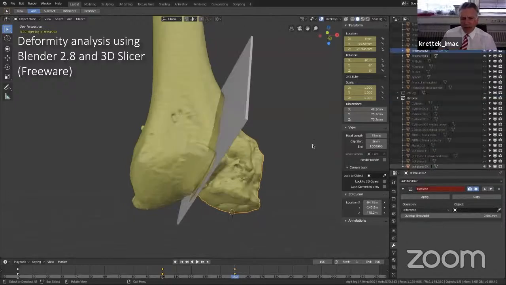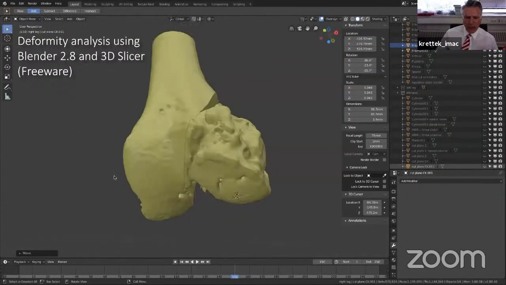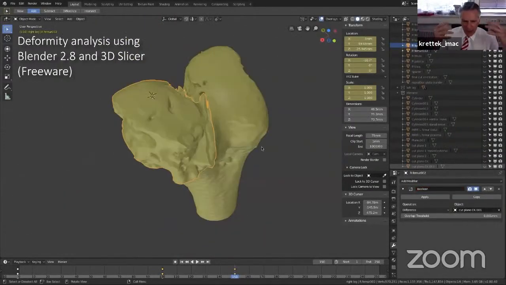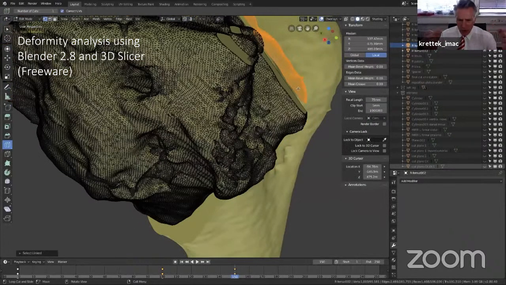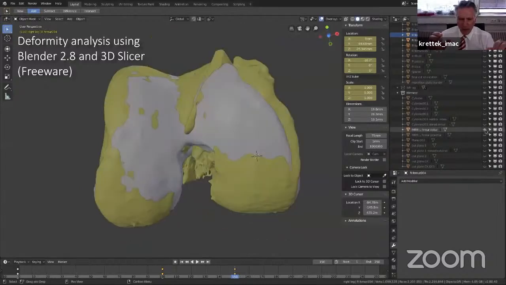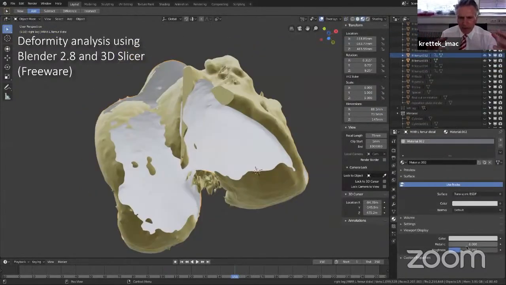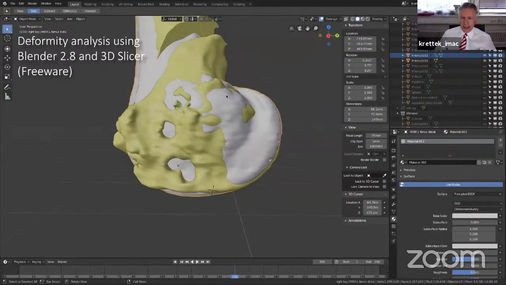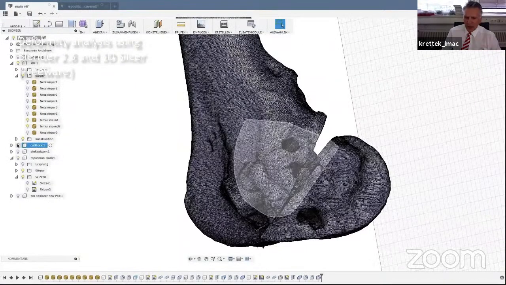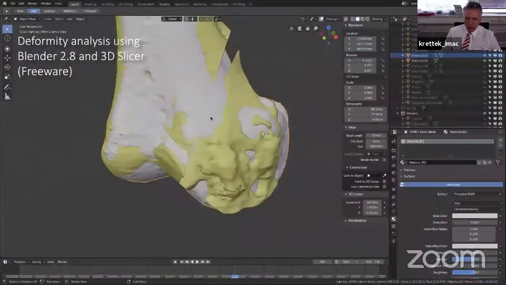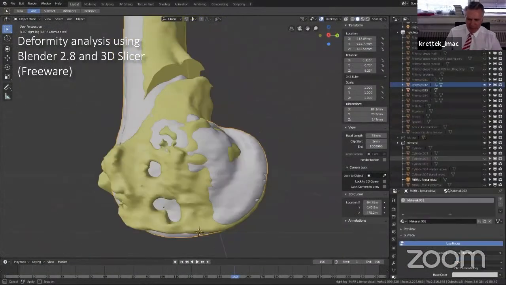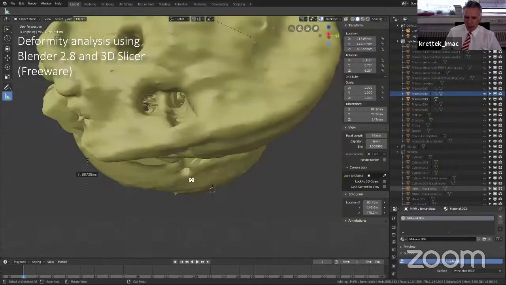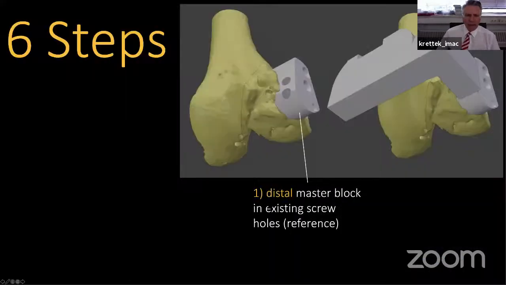I'm quite sure that for my generation, it is enough to do email and Word and PowerPoint, but I really would like to encourage new generations to play with this software, to learn it, because this will be the basis in the future. The future will be 3D, not 2D anymore, and we need to learn this. These are instruments for the modern orthopedic surgeon to better understand deformity and to make better solutions for this problem. So we corrected this case in 6 steps.